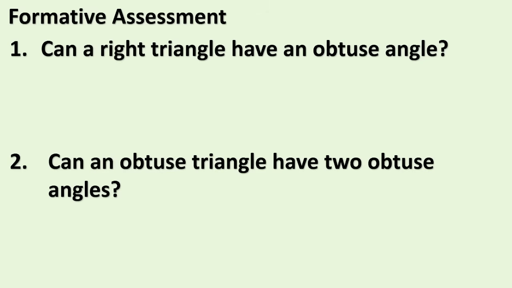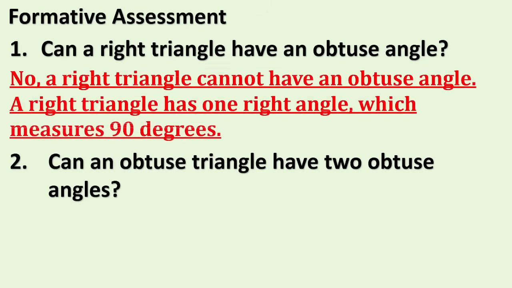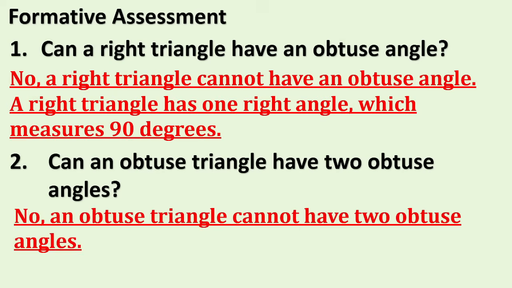Formative assessment. Can a right triangle have an obtuse angle? No. A right triangle cannot have an obtuse angle. A right triangle has one right angle, which measures 90 degrees. Number 2. Can an obtuse triangle have two obtuse angles? No, an obtuse triangle cannot have two obtuse angles.